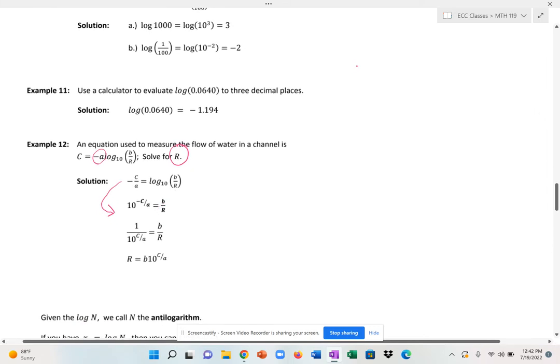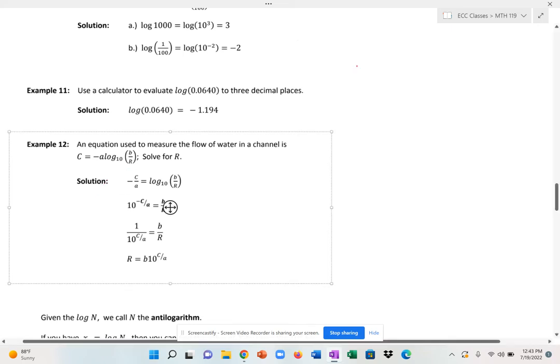So what I did on the next step is I wrote this without the negative exponent. It's 1 over 10 to the c over a. And then if you cross multiply, the r gets multiplied by 1. The 10 to the c over a gets multiplied by b. So r is equal to b times 10 to the c over a. So that one doesn't really have any numbers. It's just practicing how to solve an equation and rewriting a logarithmic expression as an exponential.